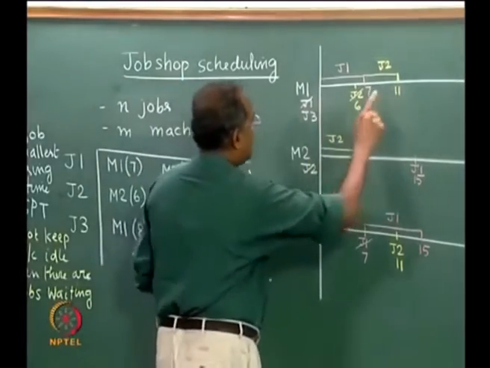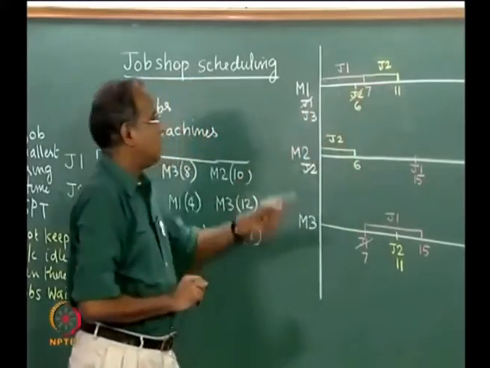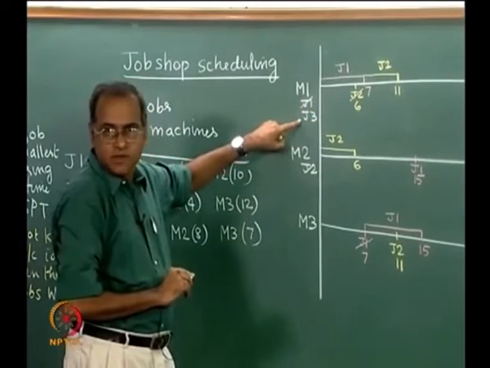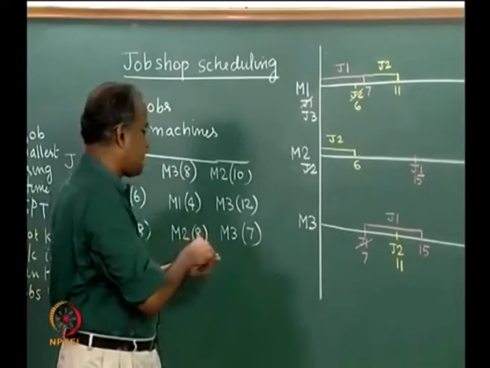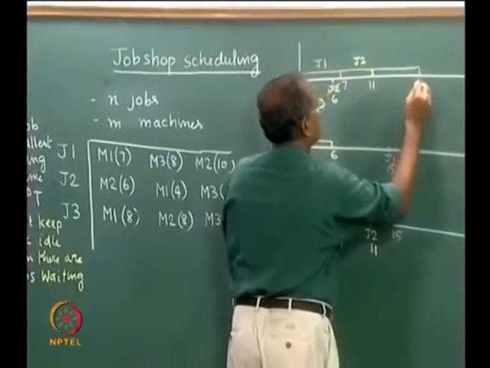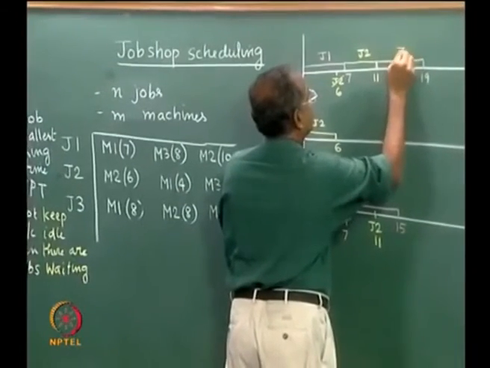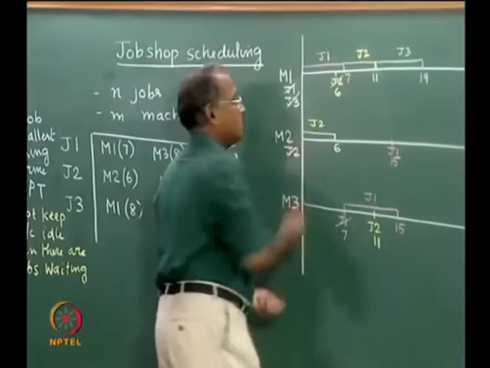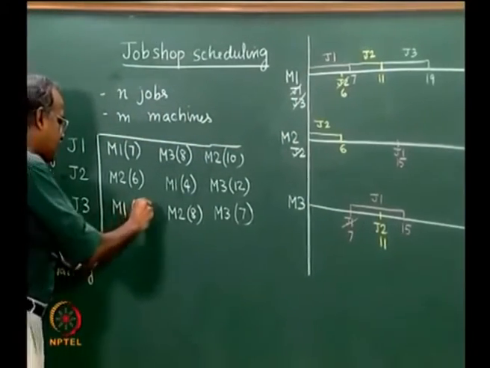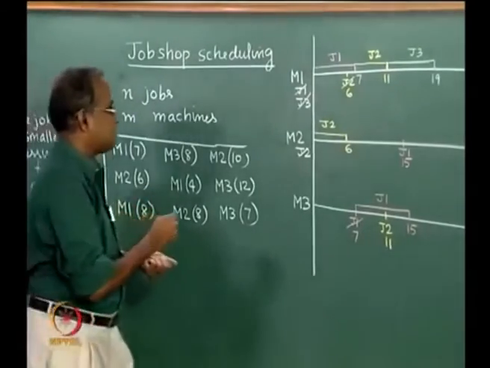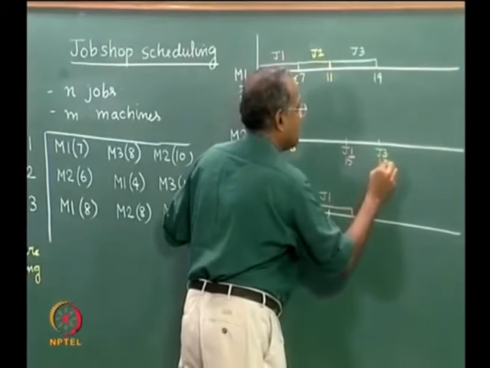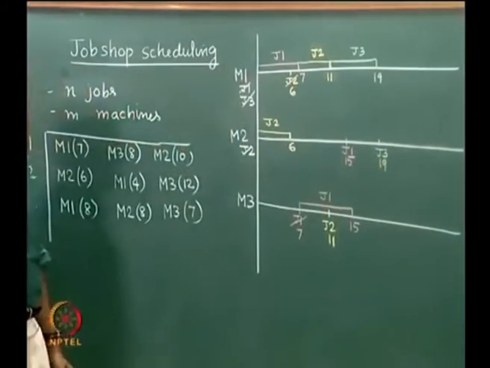Now, the clock moves to time equal to 11. At time equal to 11, only J3 is waiting in front of M1. So, we start J3, J3 requires 8 units. So, 11 plus 8, 19. So, at time equal to 19, J3 completes on M1 and comes to M2.